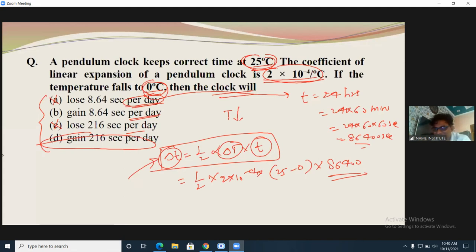So both parts are clear now. Will it be loss in time or gain in time? It will be decided by the temperature. And the other part, whether it will be loss in time or gain in time, will be clear from the relation which we already discussed in class.